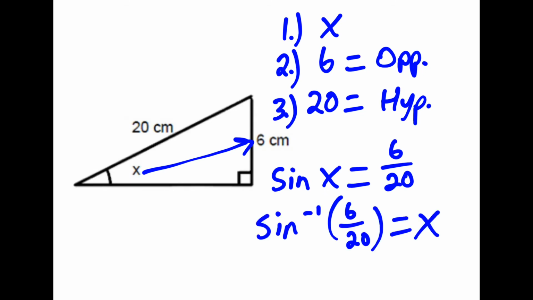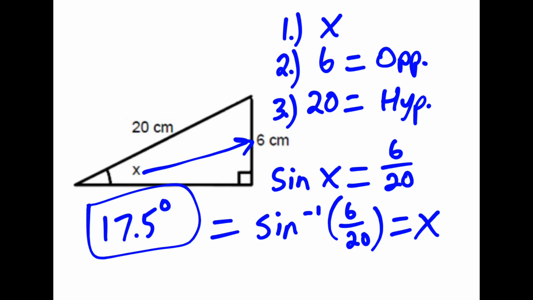Find the answer in one step with your calculator. Inverse sine of 6 over 20. Turns out to be 17.5. Don't believe me? Try to find sine of 17.5. Wouldn't you know it? It's 0.3, the same thing as 6 over 20.